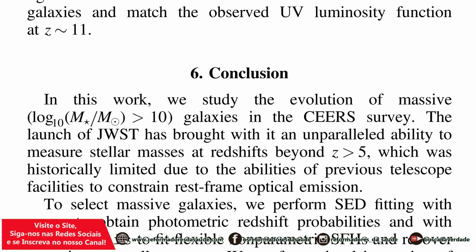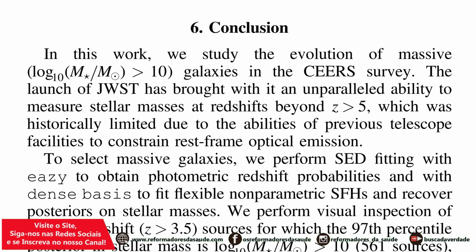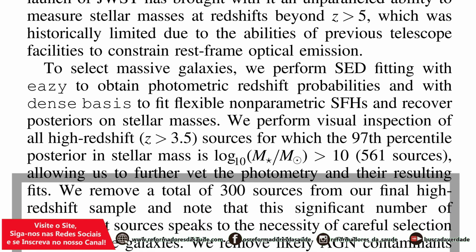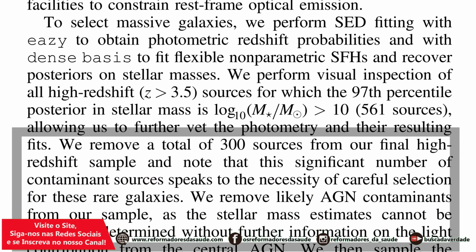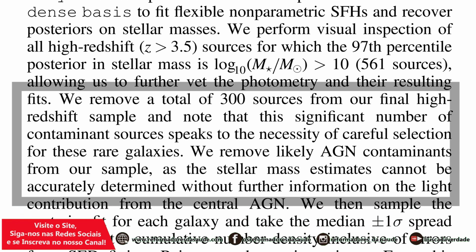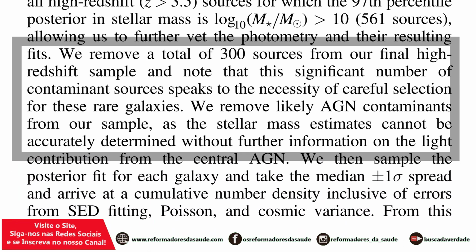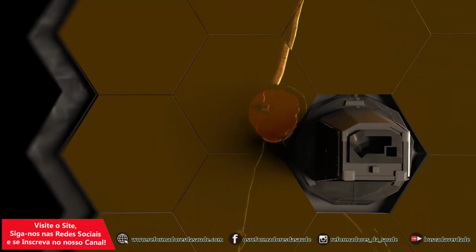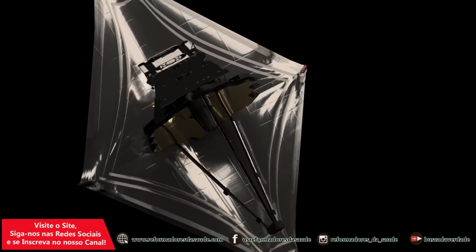In the study they cite, "we removed a total of 300 sources from our final high redshift sample," and further cite that "we removed likely AGN contaminants." AGN are sources of light from extremely bright galaxy nuclei. And so, by extracting such values, the study does its probabilistic analysis. A probabilistic analysis has to do with the block that is studied.